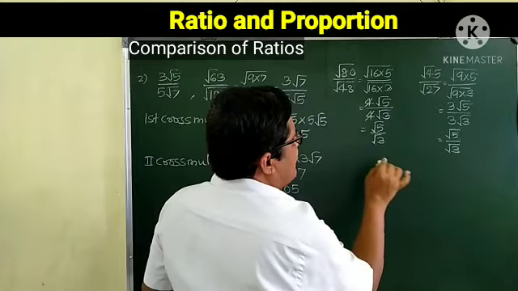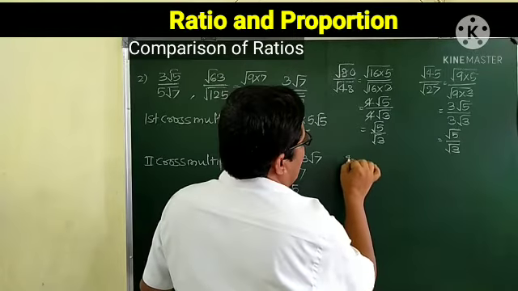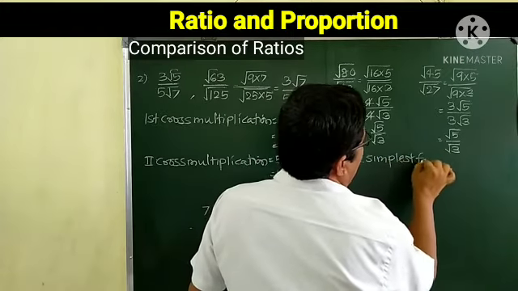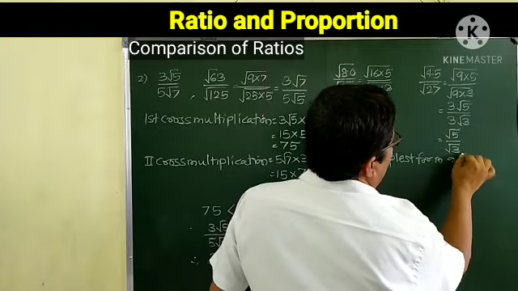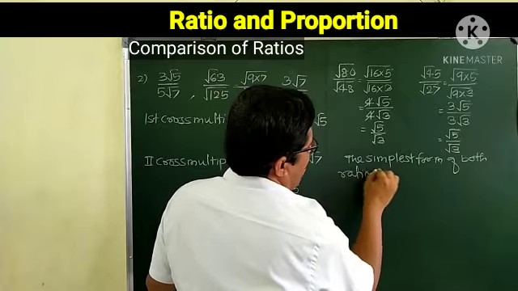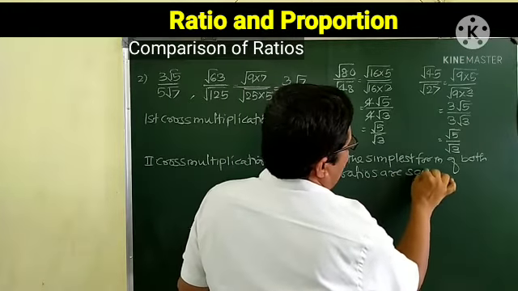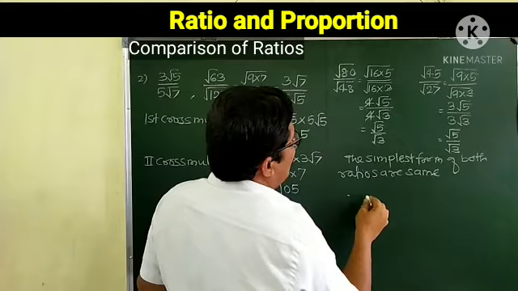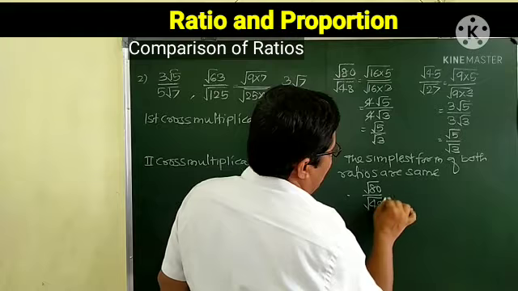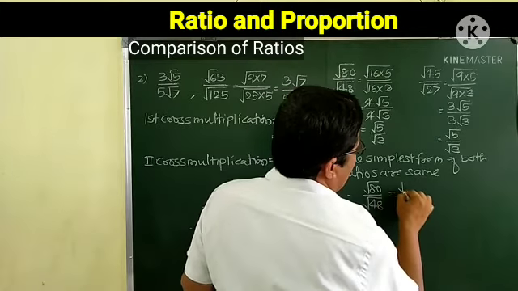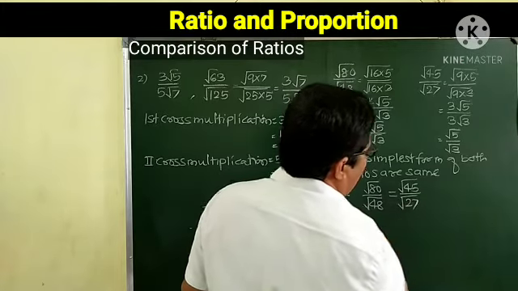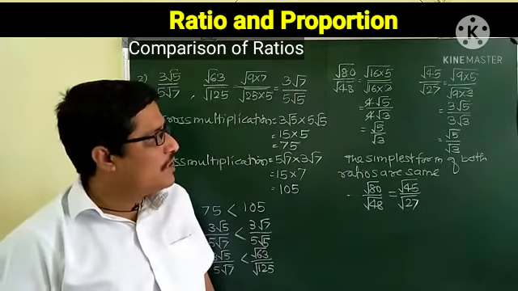Here we can write the answer in this way: the simplest form of both ratios are same. Therefore we can write square root of 80 is to square root of 48 is equal to square root of 45 is to square root of 27. So in this way we can solve it.